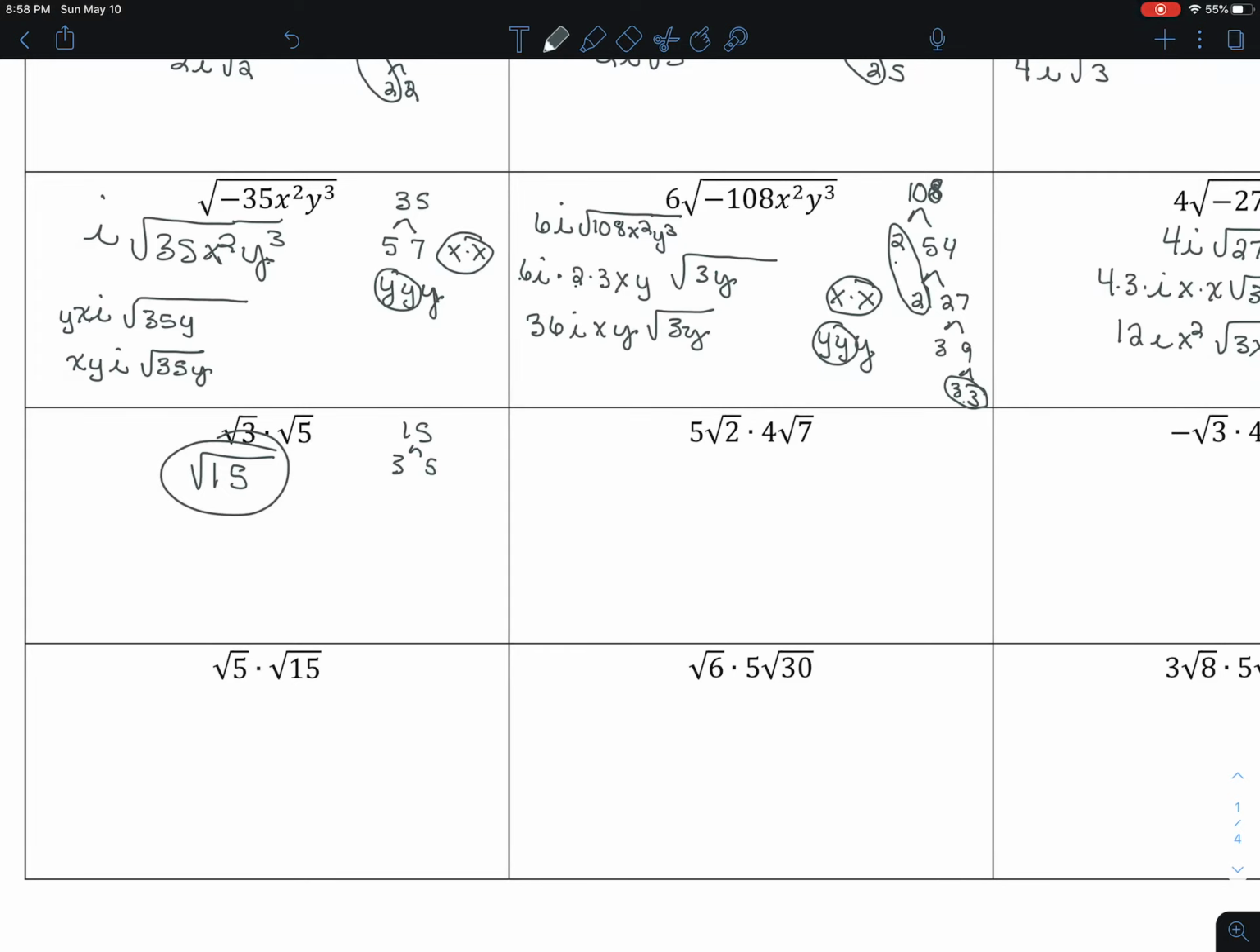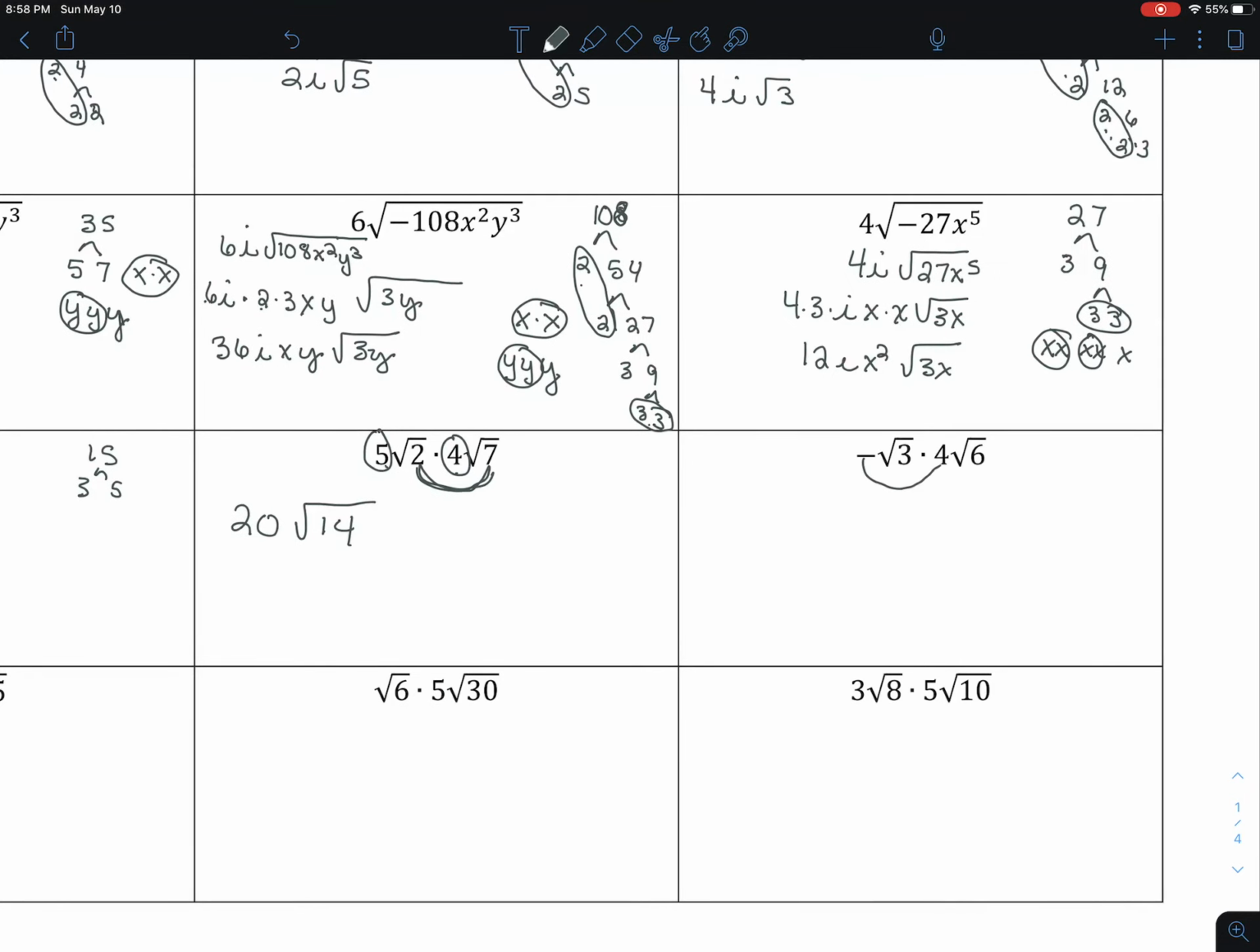Now, for this one, I can multiply the outsides together. So 5 times 4 is 20. And then I multiply the insides together. So 2 times 7 is 14. Easy peasy.